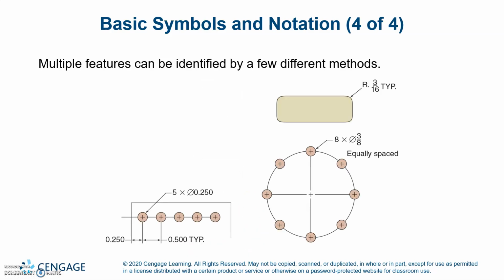Alright, multiple features can be identified by a few different methods. So if you've got 5 of them, you can say 5 times, or it's ½ inch between every one of them, so it's typical. Equally spaced, so that's 8 of them, and then every radius is going to be 3/16 unless otherwise specified.